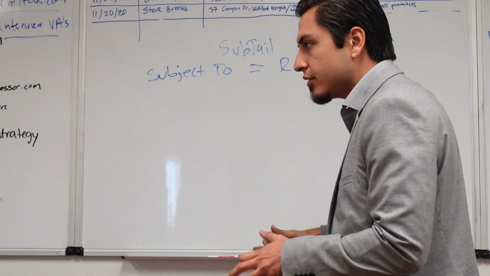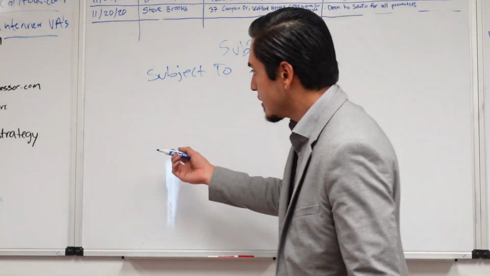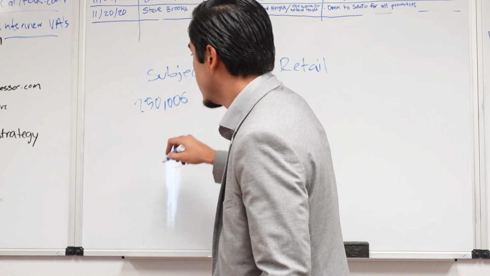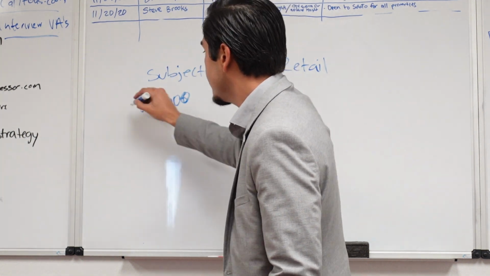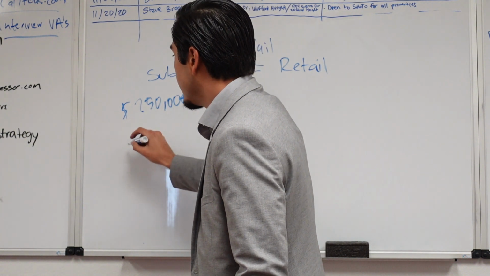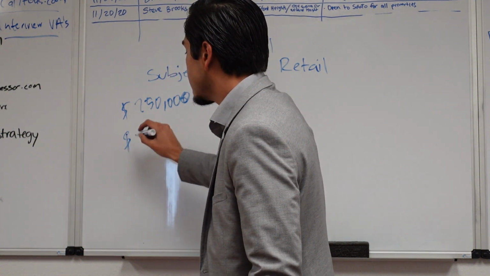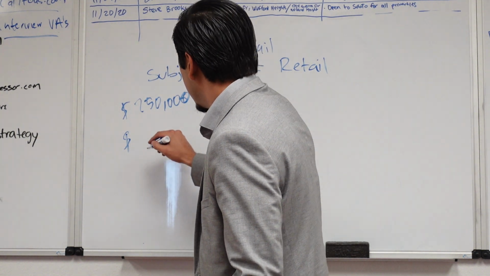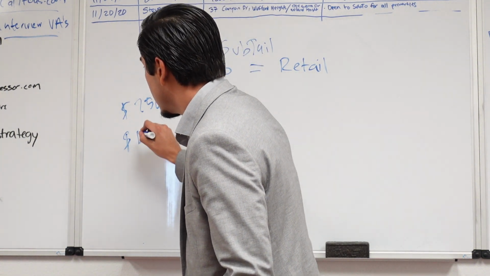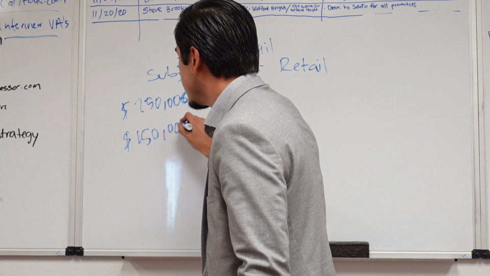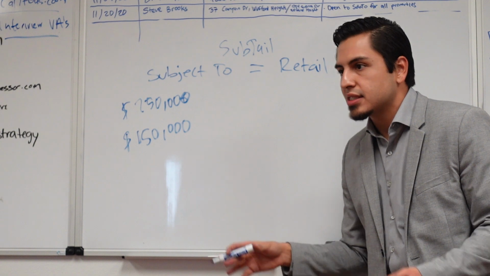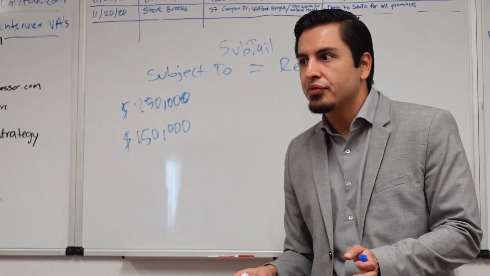The traditional fix and flippers, what they do is, say the property is worth $250. We could buy it from a wholesaler, or we could buy it for $150,000. There's a mortgage on it, but the guy is willing to sell it for whatever the mortgage balance is, $150.